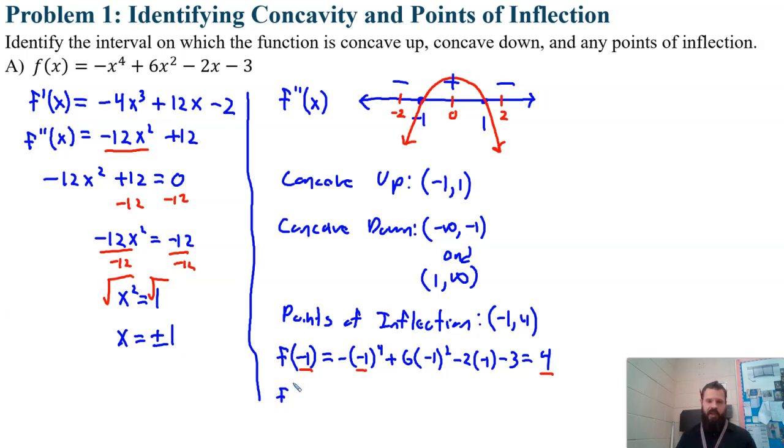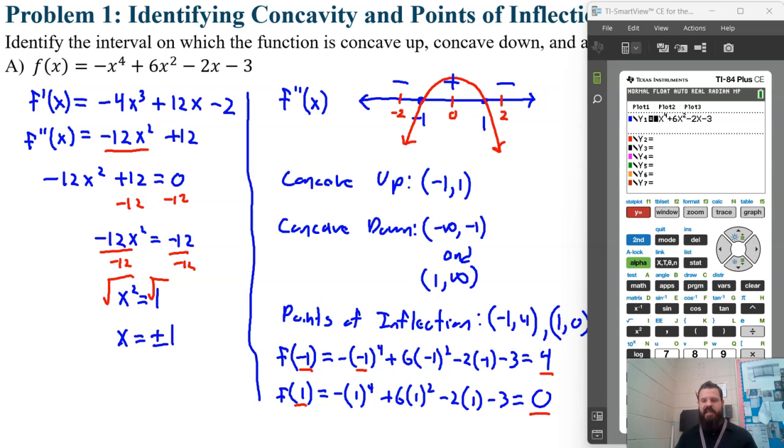And then we can do the same thing for our other 0 of that second derivative, the 1. So we have negative 1 to the 4th plus 6 times 1 squared minus 2 times 1 minus 3. So negative 1, 5, minus 2 is 3, minus 3 is 0. Okay, so meaning that f of 1 is 0, so that other point of inflection is 1, 0.